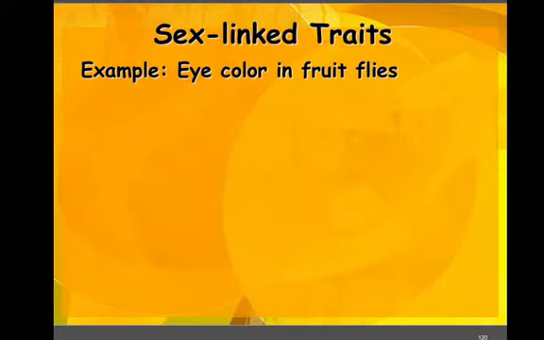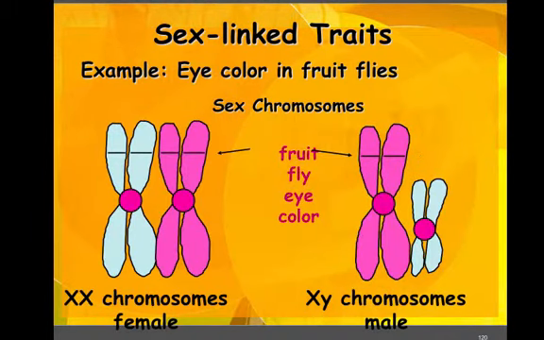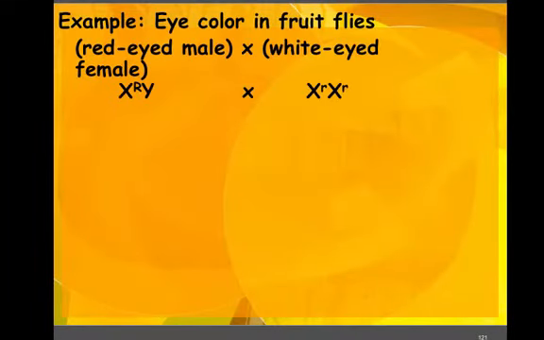So let's look at an example. Eye color in fruit flies is carried on the sex chromosome. For females, they have two X's. It can be carried on either or both chromosomes. For males, it's only going to be carried on their X. So for a male to be red-eyed, it has to have at least one dominant trait. And for it to be white-eyed, it would only have to have one recessive allele. But for females to be white-eyed, having the recessive condition, it would need to have two recessive alleles.